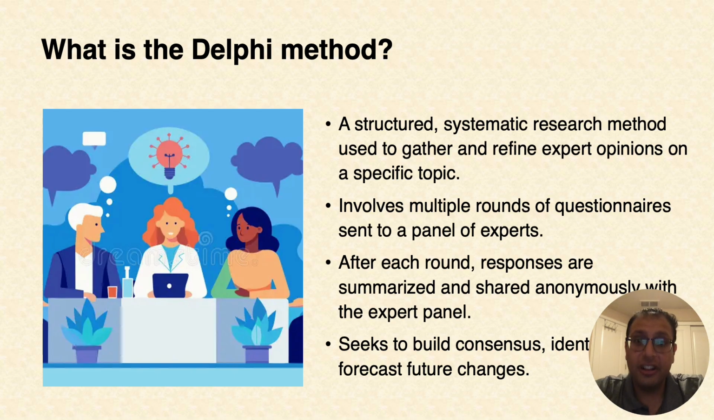After each round, the responses are collected, analyzed, and summarized in a way that maintains the anonymity of the participants. This anonymity is crucial because it helps prevent the influence of dominant biases and encourages honest, unbiased feedback. The summarized results are then shared with the panel, allowing each expert to review the collective input and revise their answers if they so choose. This iterative process continues over several rounds, with the goal of gradually building consensus, identifying emerging trends, or forecasting future changes. Ultimately, the Delphi method aims to harness the collective intelligence of experts, leading to well-informed, balanced insights that can guide decision-making, policy development, or public planning strategies in situations where theory is limited and expert judgment is essential.